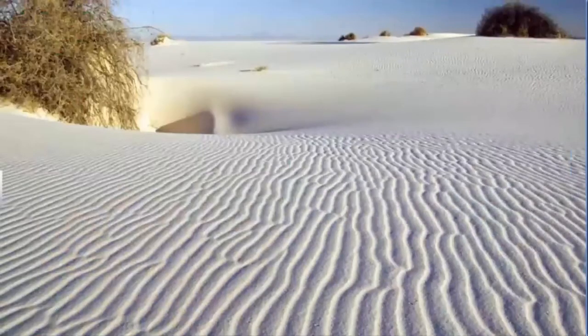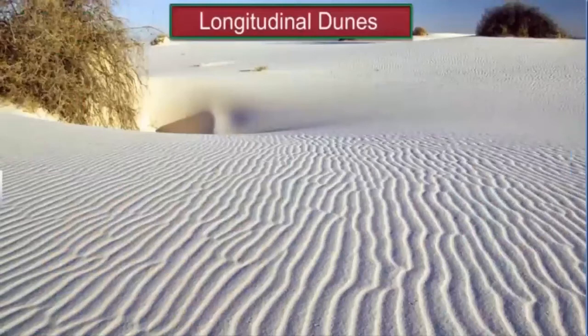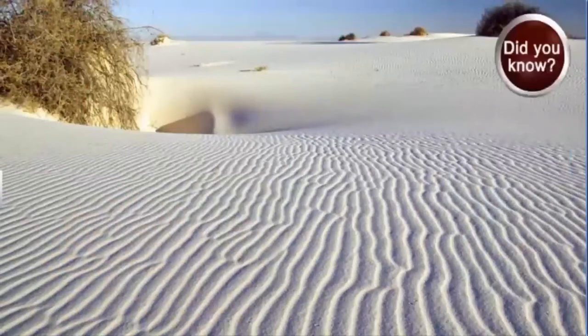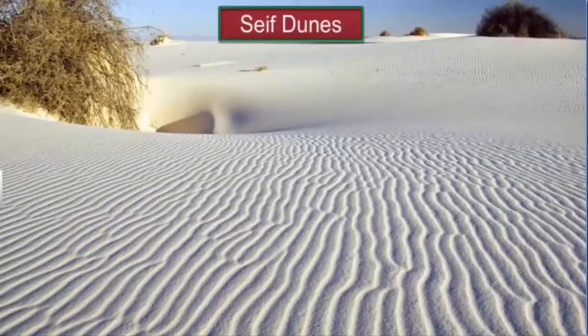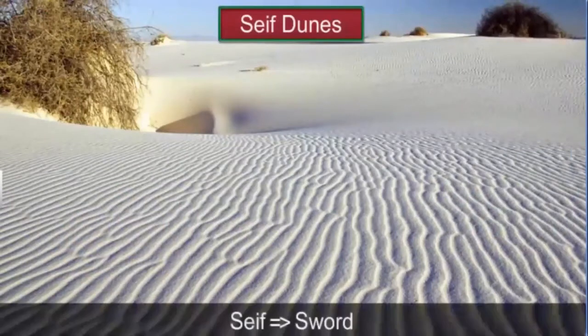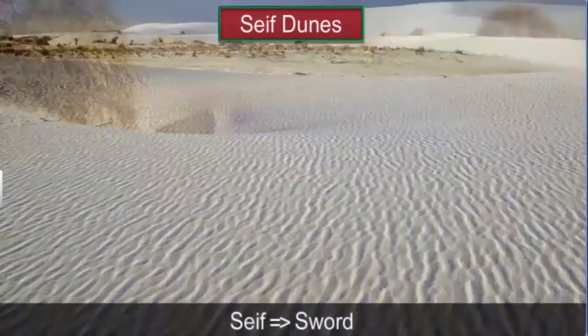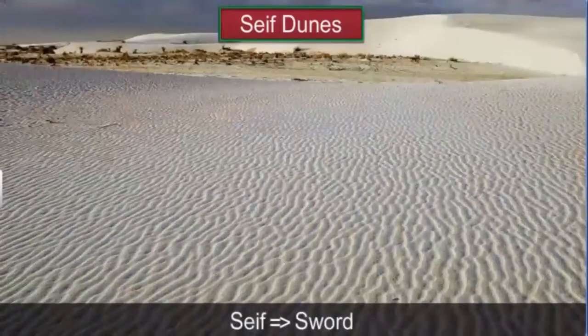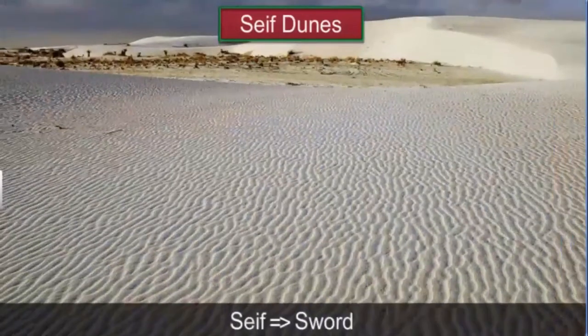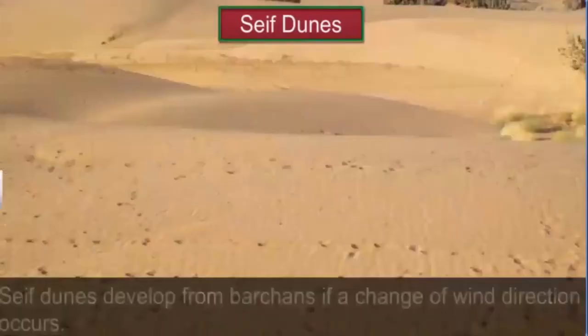Did you know longitudinal dunes, also called saf dunes, after the Arabic word for sword, elongate parallel to the prevailing wind? Saf dunes are thought to develop from barkans if the direction of the wind changes.